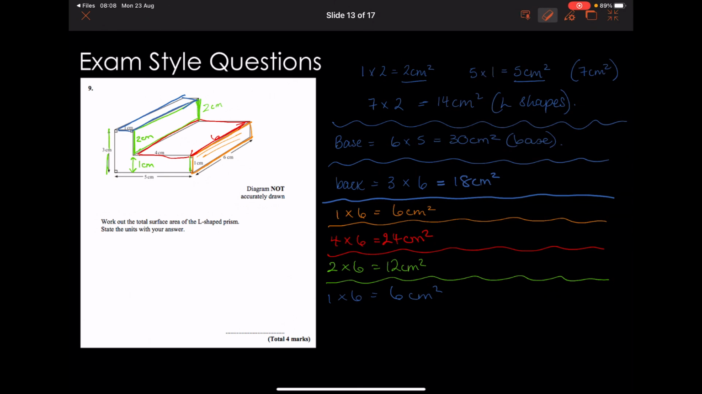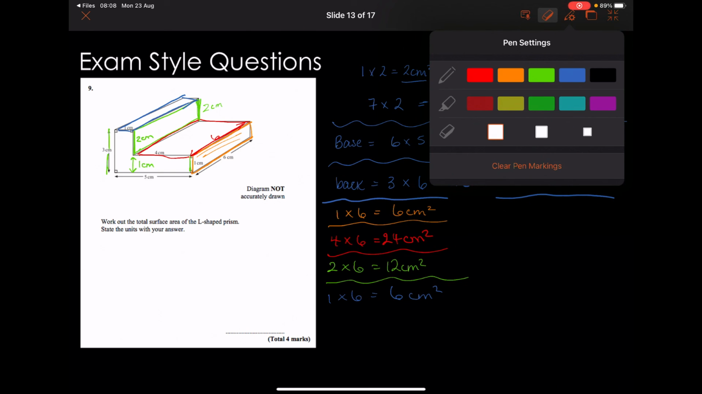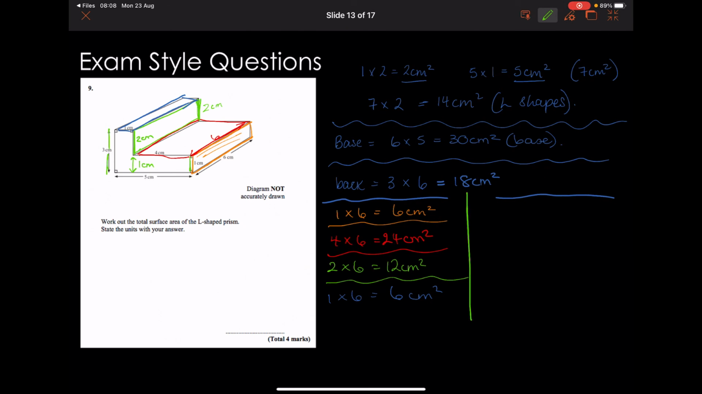Okay, so we've got quite a lot there. I'm just going to make myself some space, because what we've got to do now is add them all together. We've got 14 centimetres squared for the L shapes, 30 centimetres squared for the base, and 18 centimetres squared for the back. So I'm going to start there. If I add them up, I've got 12 there, and then 1, 2, 3, 4, 5, 6 there. So that's 62 centimetres squared for these bits at the top here.